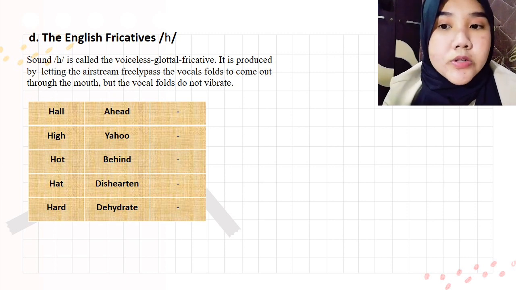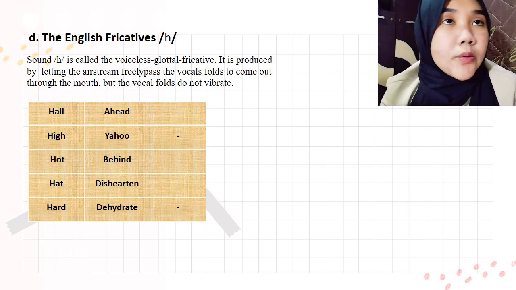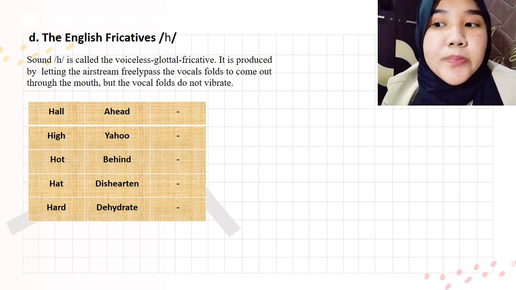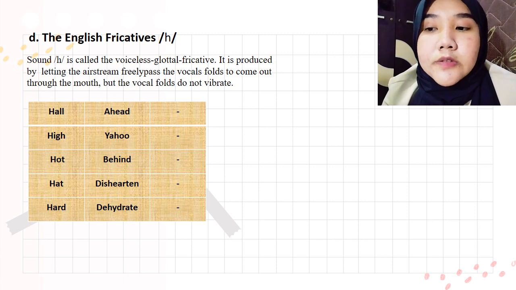It is produced by letting the airstream freely pass the vocal folds to come out of the mouth, but the vocal folds do not vibrate. The voiceless glottal fricative sound h is usually found in the beginning and in the middle positions.